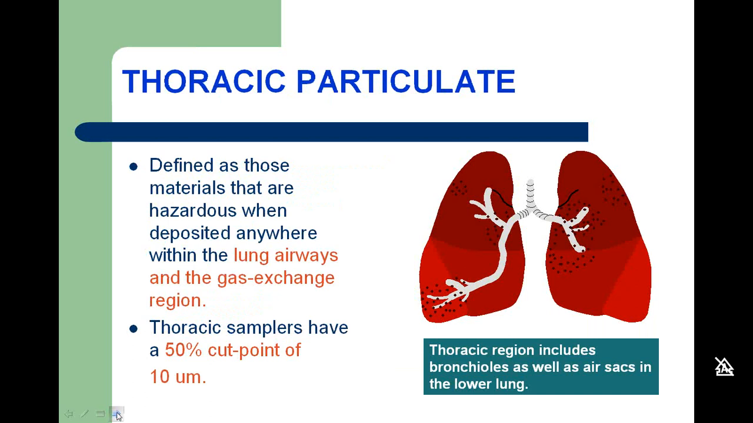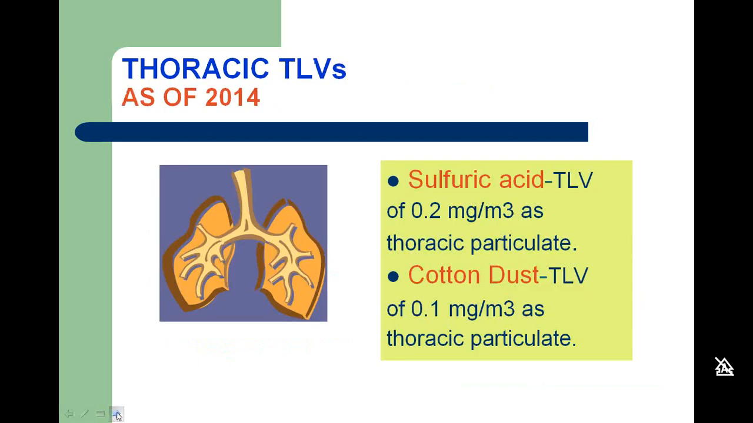The next particulate size fraction that we will discuss is thoracic particulate matter. As discussed previously, the first bullet on the slide shows the definition of thoracic particulate. Note that thoracic samplers have a 50% cut point of 10 micron. And remember, the inhalable have a cut point of 100 micron. There are only 2 TLVs issued as thoracic particulate as of 2014, and they are sulfuric acid and cotton dust.